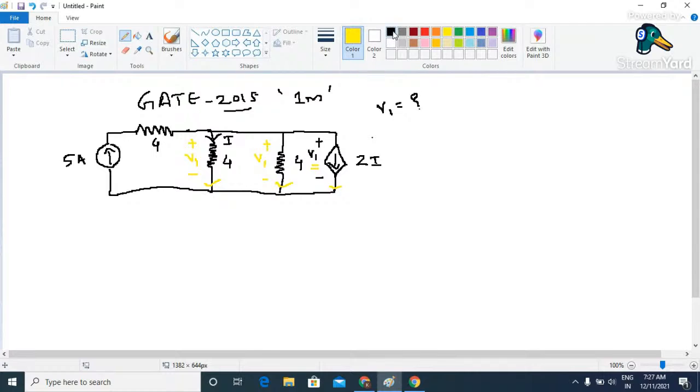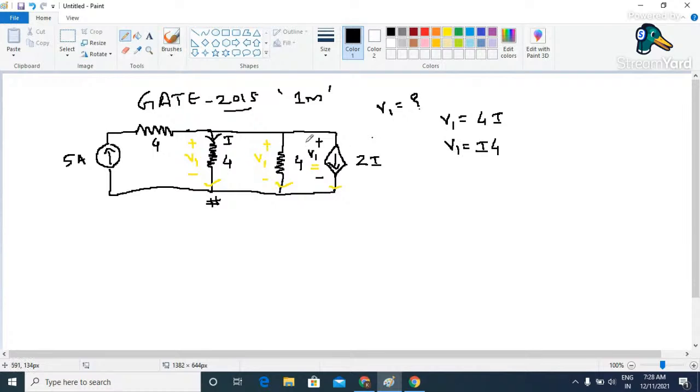So mathematically, if I'm interested to write the expression for V1, I can write V1 as 4 into I. With respect to this particular element, what is going to be V1? V1 is simply the voltage across this resistor. And how to write that? It is simply the current flowing through that resistor multiplied by its ohmic value. So it is going to be 4 into I, or we can write V1 as I into 4. Both are nothing but the same thing. I hope this is clear to everyone.